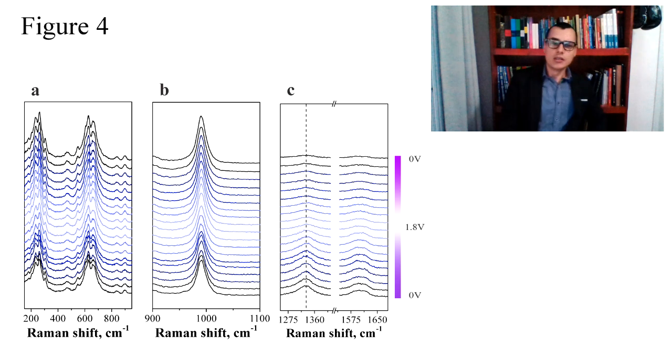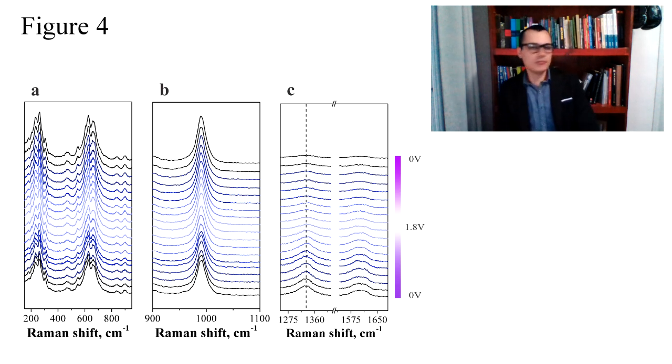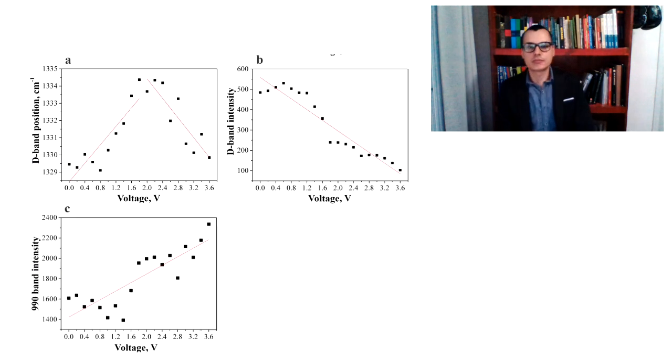As we said before, the accumulation of the sulfate ion at the carbon-based electrode increases the 990 centimeters minus 1 band intensity. Figure 4c shows the D band shift in region 2. We clearly see the blue shift of the D band up to 1.8 volts. And then, in the cathodic process of voltammetry, we can see the red shift of the D band. And again, the purple frame in the right corner shows the applied potential during cyclic voltammetry.